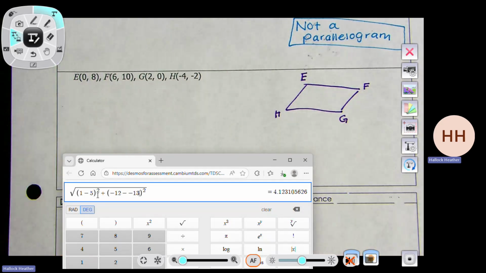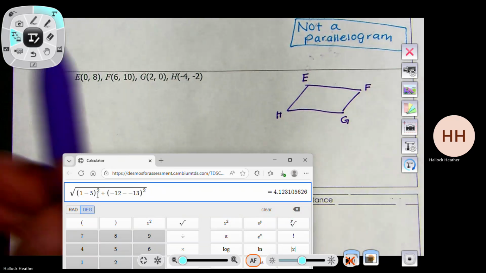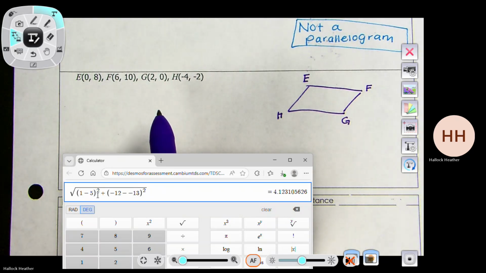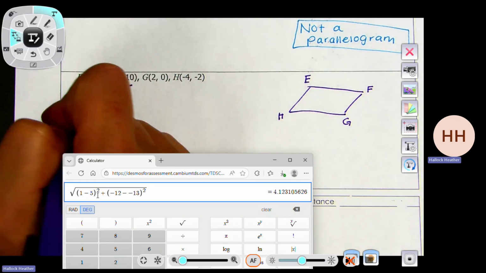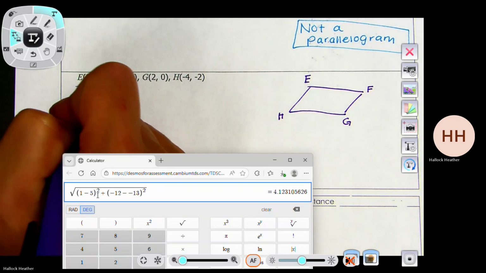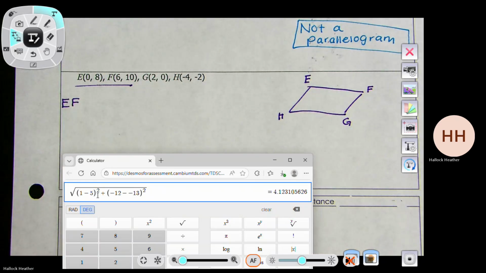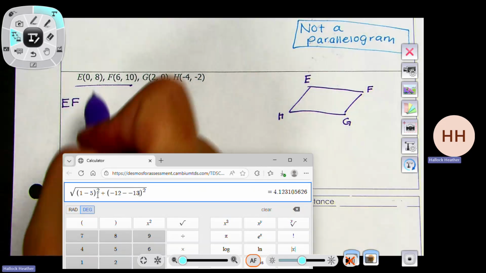Okay, so what two numbers do you want to use first? The second one? Let's just start with the first two. Yep, E and F. Keep it simple. Let's not confuse ourselves. So EF represents the top.